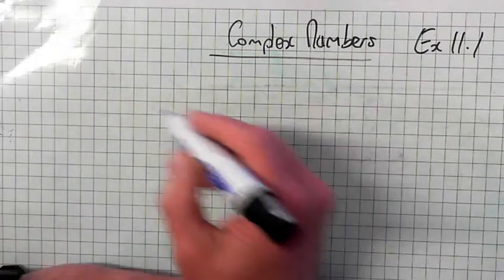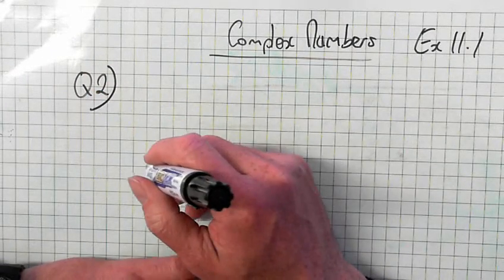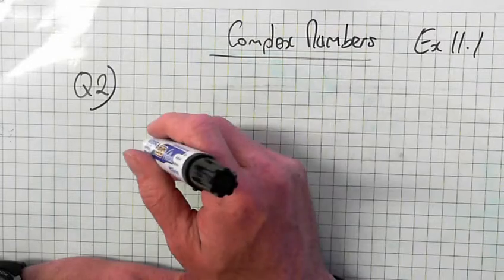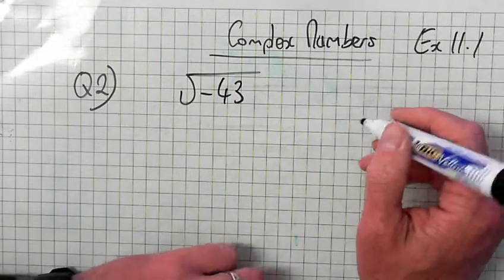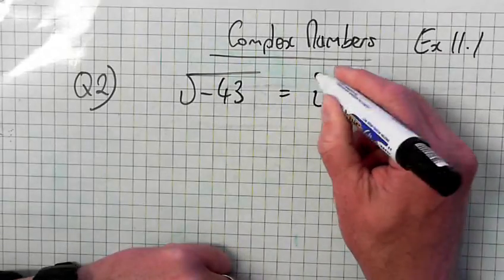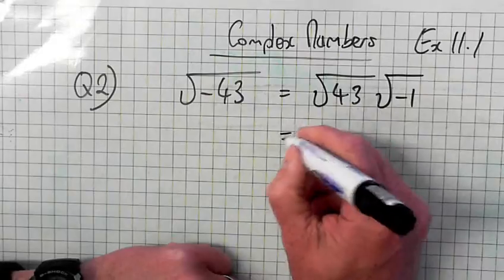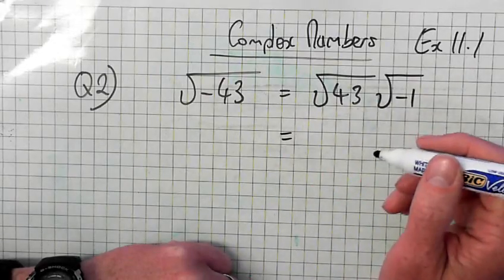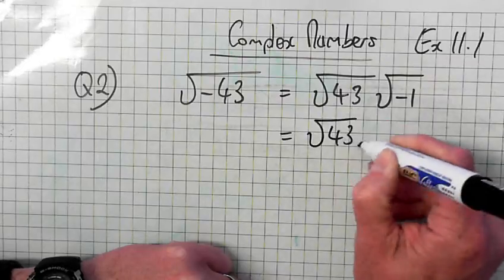We'll do question 2. Is there any particular one you want done? Well, for example, we'll do the square root of minus 43. So you break it up into the square root of 43 times the square root of minus 1. And you can't get the square root of 43 straight off, so you can leave it like that. Square root of 43i.